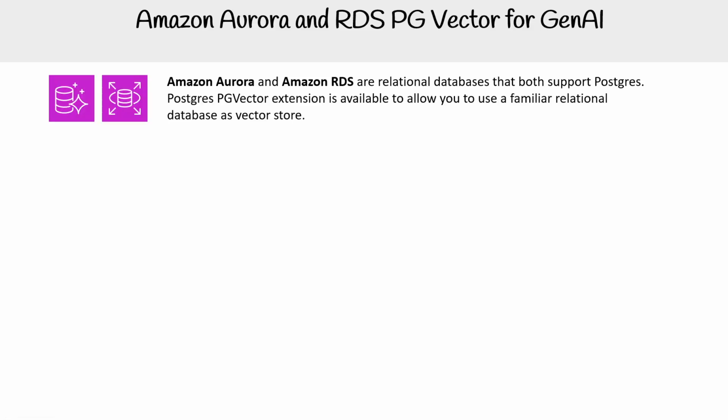Let's talk about Amazon Aurora and RDS. Both of these are relational databases that support Postgres. Technically, Amazon Aurora is Postgres compatible, suggesting that AWS has architected something very similar. But anyway, just think of them both as Postgres.